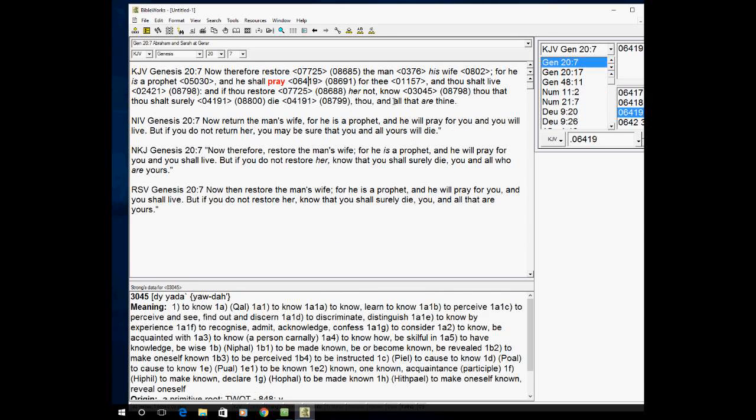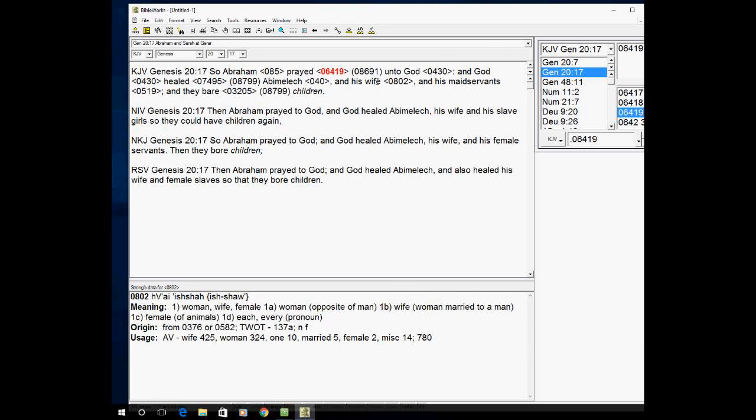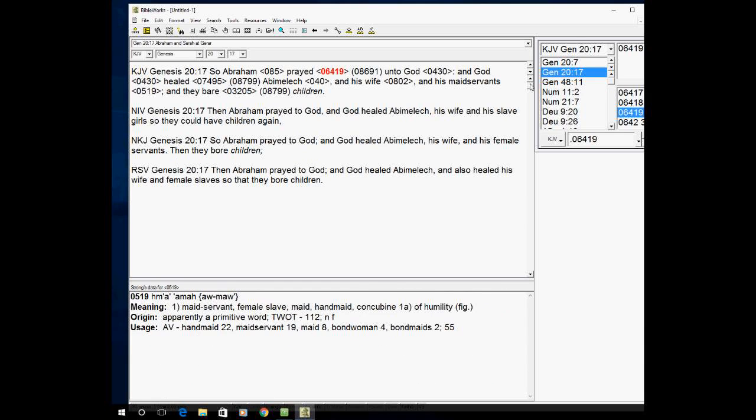Then if I go ahead and look at that word, here Abraham prayed to God, and God healed Abimelech and his wife and his maidservants, and they bare children. So here we see that Abraham prayed to God.